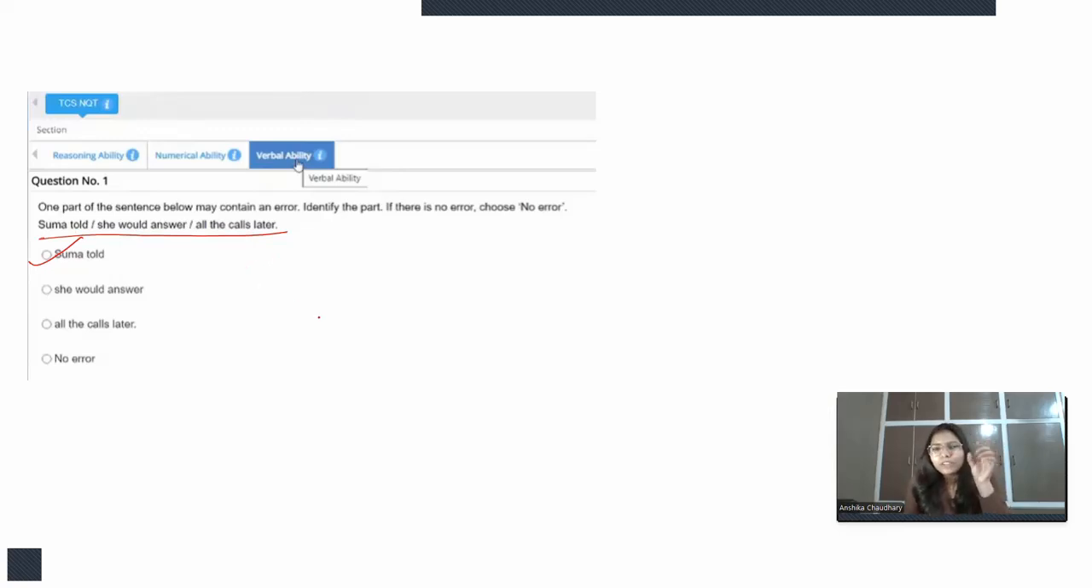See, if you remember when we solved direct and indirect speech, while converting direct speech into indirect speech, when we got said to, that said to will be converted into told, right? And that told needs to be followed by an object, otherwise by that, right? So Suma told that she would answer, that will be correct. Otherwise, Suma told me or Suma told her or him, etc. There should be an object. Or otherwise, there should be that.